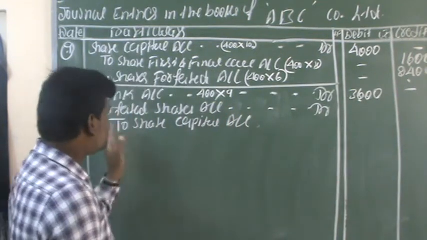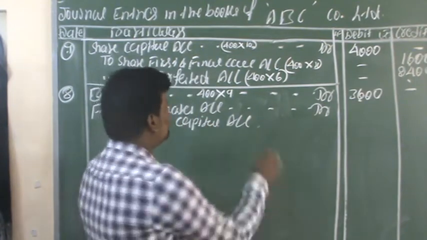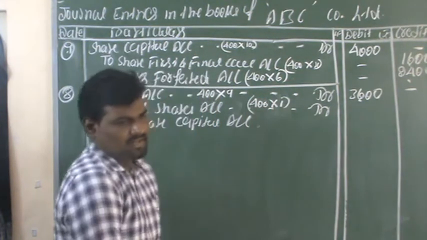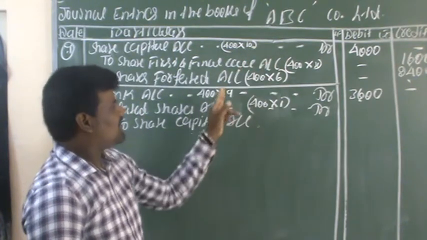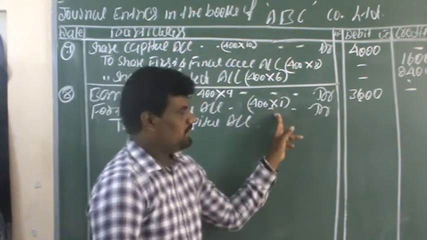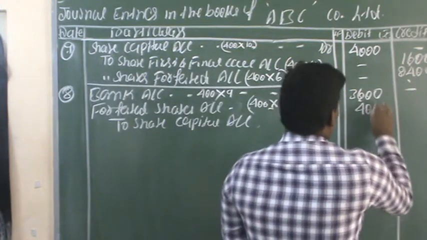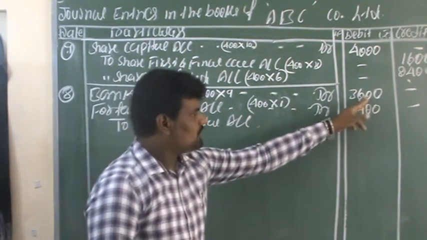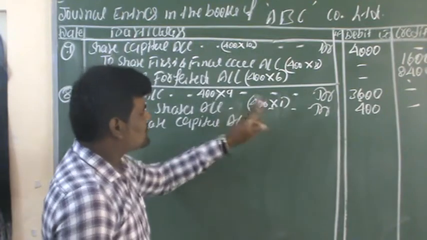Again, for these forfeited shares, at the time of reissuing, they are getting less than 1 rupee from each share. In the beginning the value was 10 rupees. Now they are reissuing at a cost price of 9 per share. 10 minus 9, the remaining balance is 1 rupee. So 400 shares into 1 per share means we will get 400 rupees. Now make it total. So 3,600 plus 400 means you will get 4,000 rupees, as well as 9 plus 1 is 10.